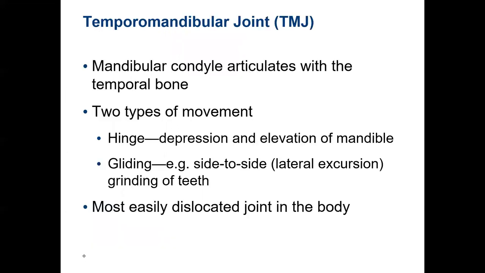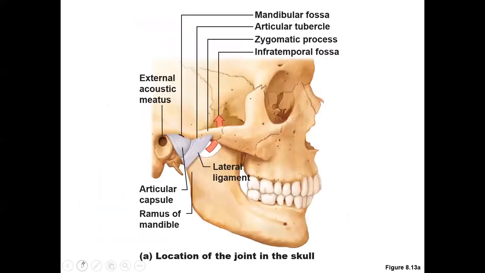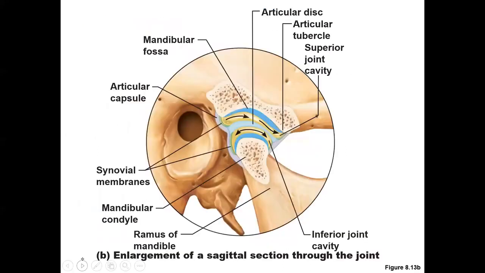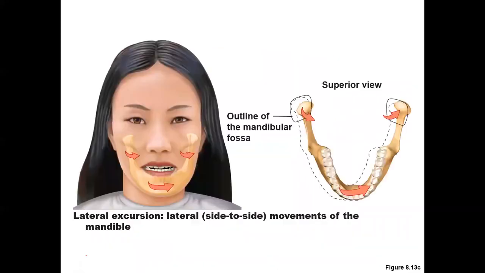The last joint we'll talk about here is the temporomandibular joint, the jaw, from the temporal bone and the mandible. Here you get a hinge joint, depression, elevation, and a gliding joint. This is the most easily dislocated joint in your body, but not very commonly dislocated. There's just not a lot of support here, either with muscles or the bone structure. You've got facial muscles crossing. There's not a lot of facial muscles, and they're not particularly strong.